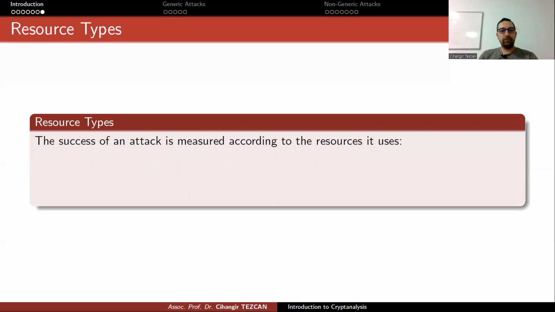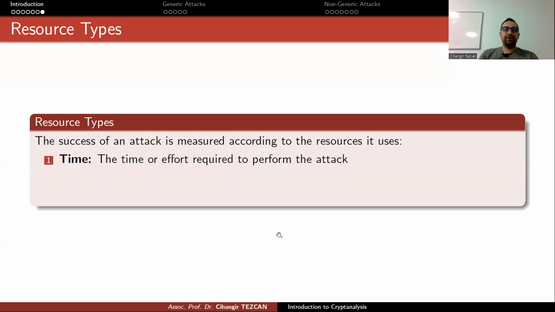So finally, let me talk about the resource types. The success of an attack is measured according to the resources it uses. First and obvious one is the time or effort required to perform the attack. So if the attack is really fast, we measure it in terms of time. For instance, you can say that on this laptop with this Intel i5 CPU, it took like 13 seconds. You can say this in your paper.